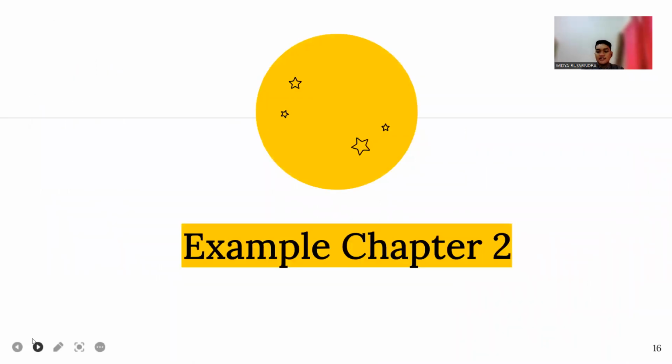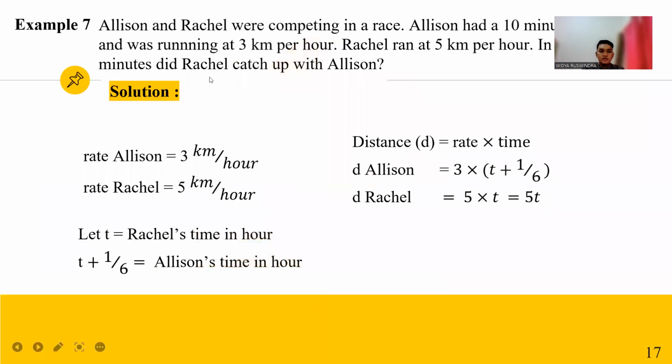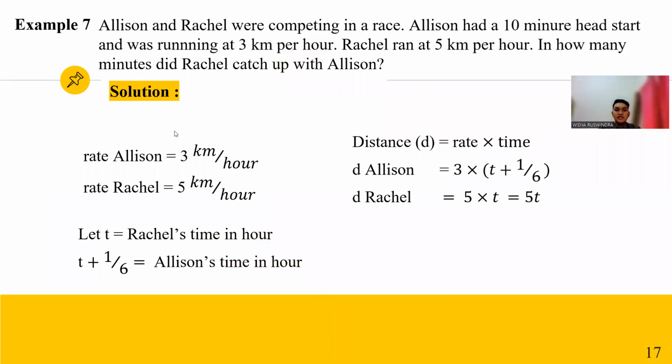Next is example chapter 2. Alison and Rahel were competing in a race. Alison had a 10-minute head start and was running at 3 km per hour. Rahel ran at 5 km per hour. In how many minutes did Rahel catch up with Alison?